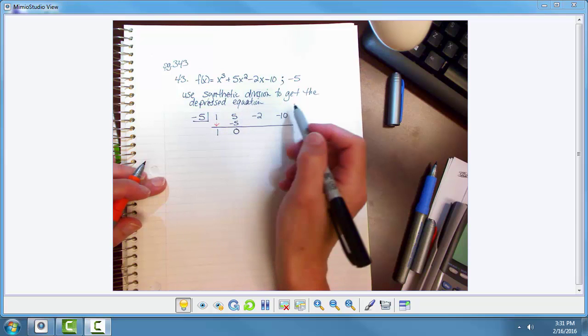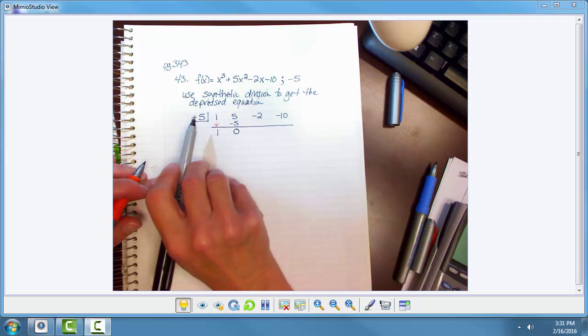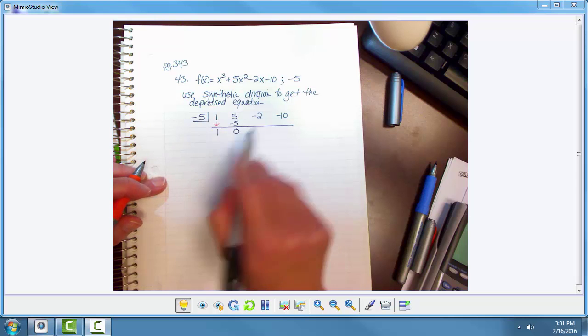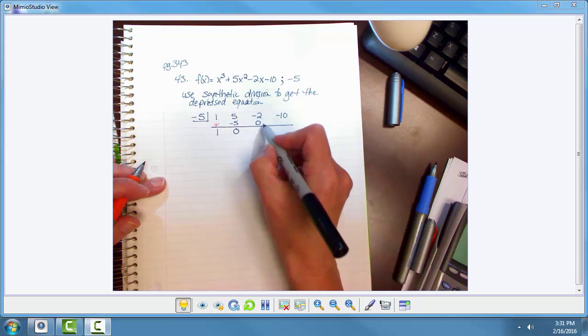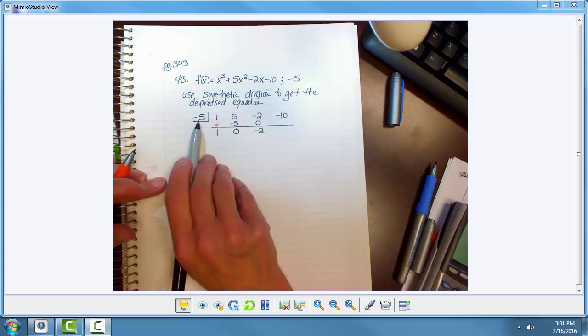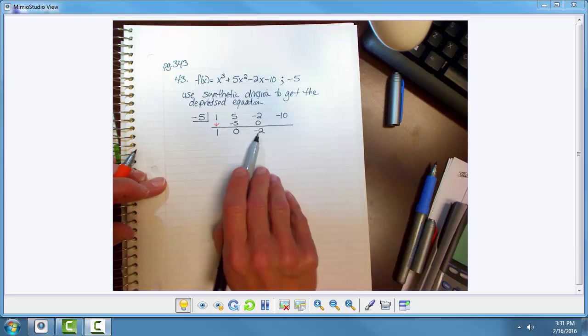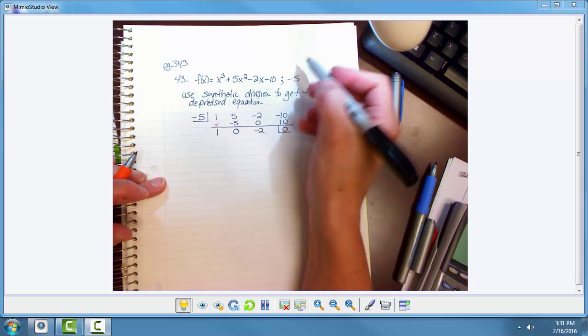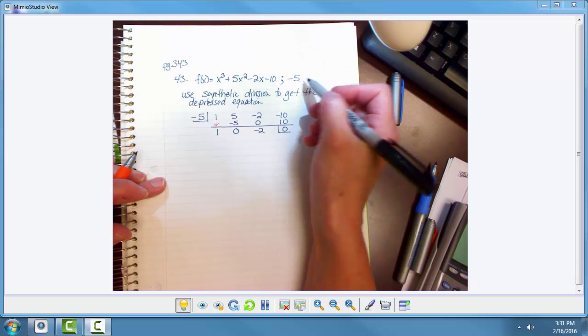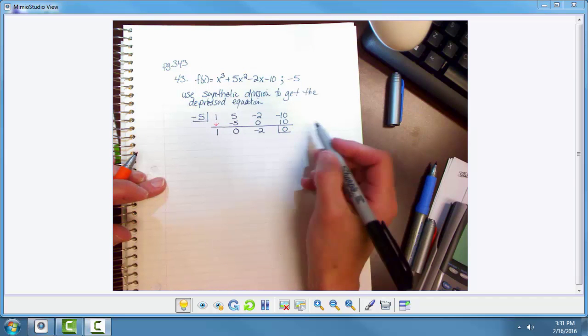And you multiply vertically, or multiply horizontally. Negative 5 times 0 is 0. Then you add straight down. Negative 2 plus 0 is negative 2. Negative 5 times negative 2 is positive 10. And notice when you add that straight down, you get 0. You're supposed to get 0 because negative 5 is a 0. So if you don't get 0 here, you've done something wrong.